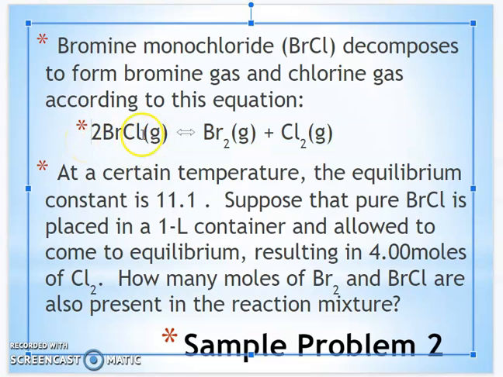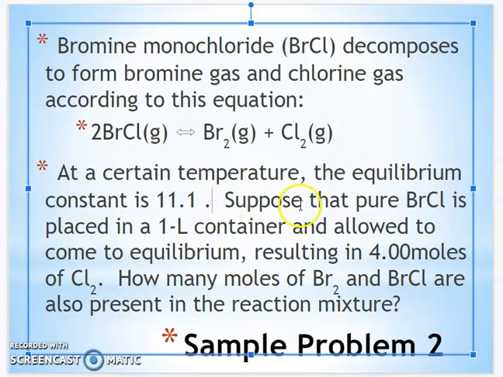So we have our bromine monochloride gas here. We have 2 moles of that. That's what this 2 represents. In equilibrium, reacting to form bromine gas and chlorine gas. If we remember, bromine and chlorine are both diatomic elements. Do not forget about those. So now we have what we care about. At a certain temperature, the equilibrium constant is 11.1. So in this case, I'm telling you what KEQ is already.